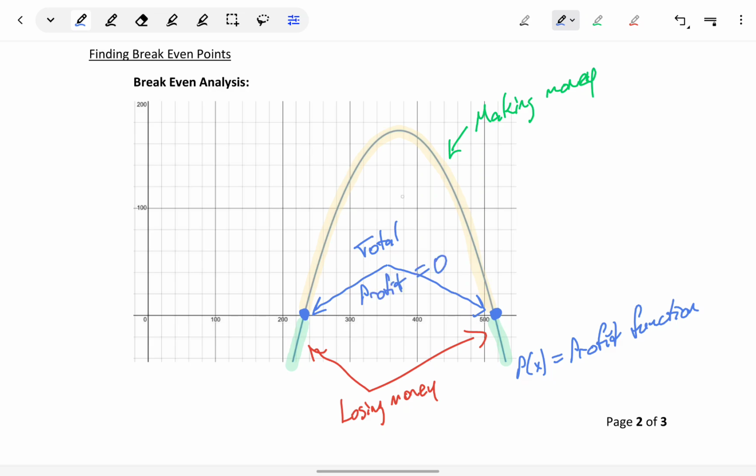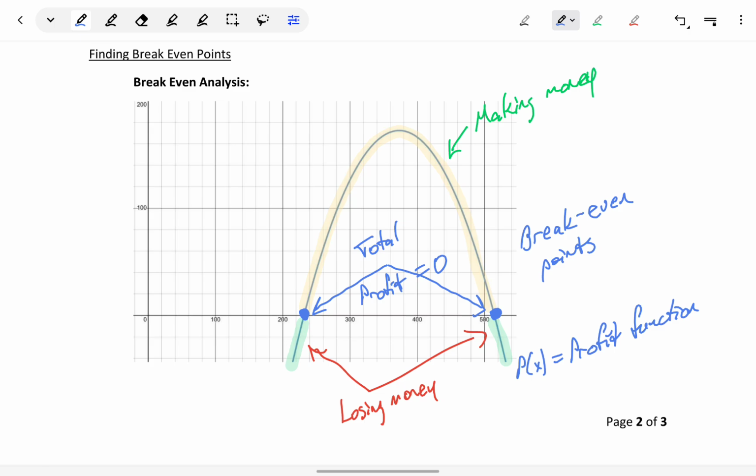Because the same thing will happen on the high end of this curve, profits are continuing to stay positive and then at some point transition back to being negative. But to make that transition, they have to hit 0 first. So at these 2 points, the total profit for this company is equal to 0. And those are referred to as the break-even points. The company isn't making money, it's not losing money, it's bringing in as much money as it's spending. So the company is breaking even.